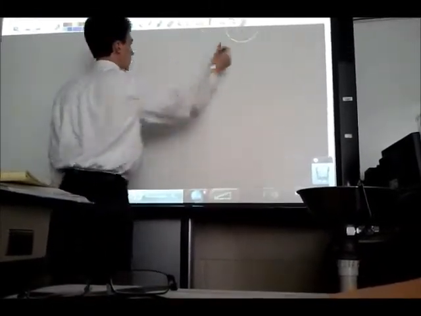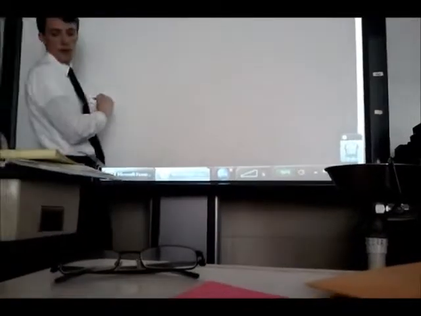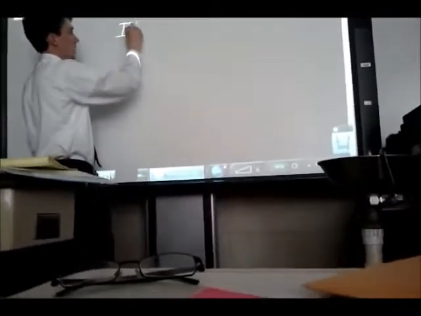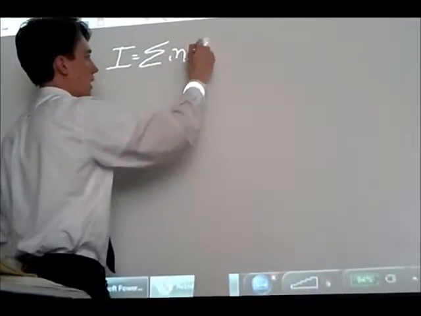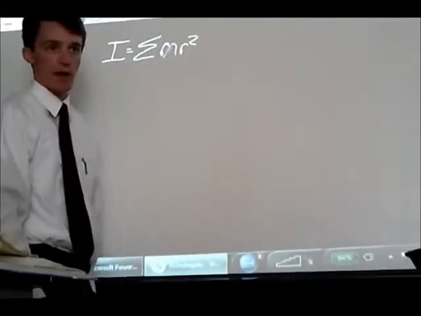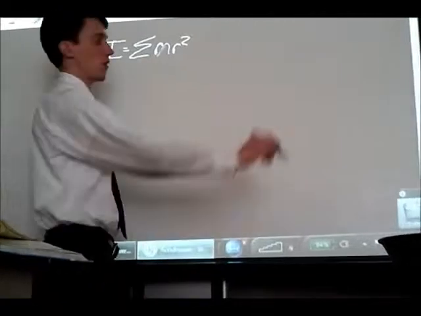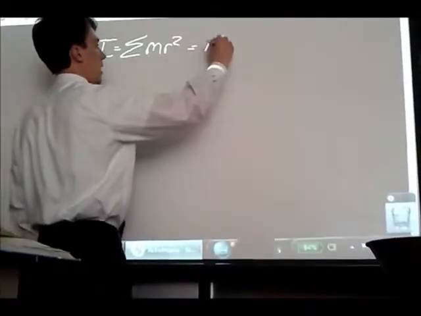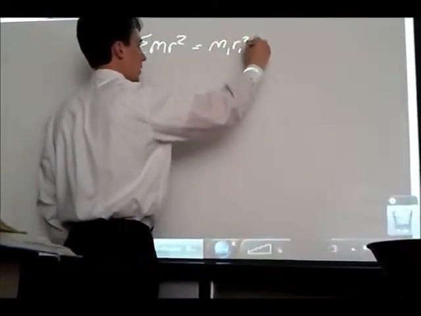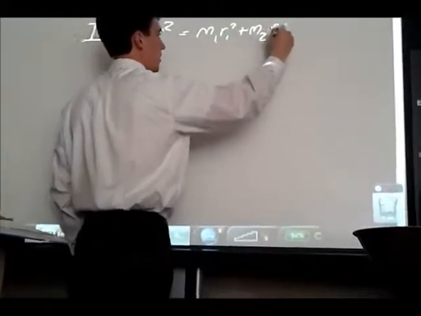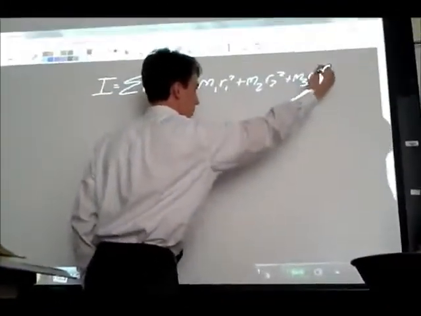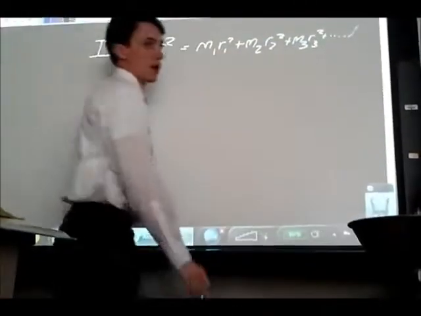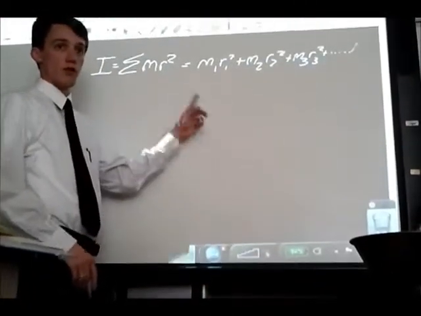Alright, now when I write this, let me just erase everything. Okay, moment of inertia, again, I said was this. A moment of inertia equals the sum m r squared for every single point involved. So if I were to write this out longhand, it would be this. m1 r1 squared plus m2 r2 squared plus m3 r3 squared. Do you get my point? Yes, just keep going on and on. This is true.